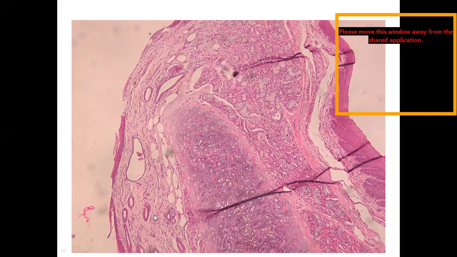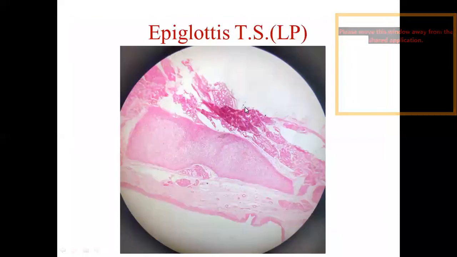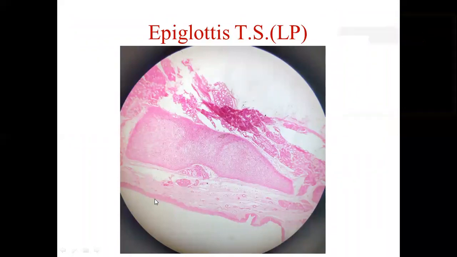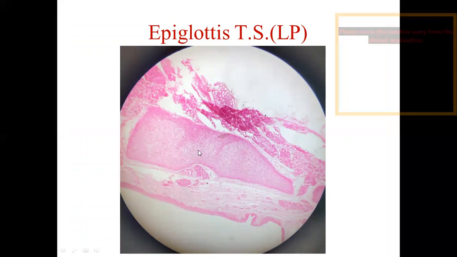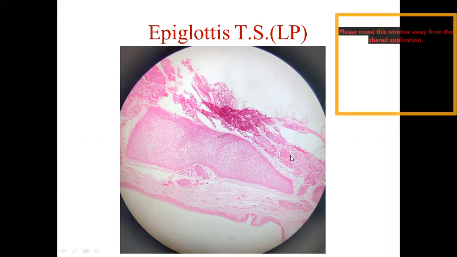Here also you can make out there is a lamina propria on each side of the cartilage, where you can see the glands, seromucous glands, some tissue you can make out. This is a slide photograph. Now here, only the anterior surface, lamina propria and elastic cartilage you can see. The posterior part is not very clear. You can see the lamina propria with the glands present.